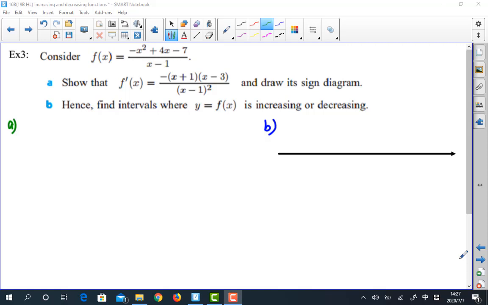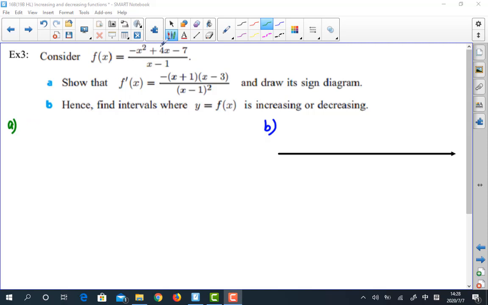This function is more complex than all the functions in example 2. This is a rational function. Show that f prime x is this one and draw its sign diagram. Hence, find the intervals where y equals f of x is increasing or decreasing. So let's look for its first derivative based on its instruction.